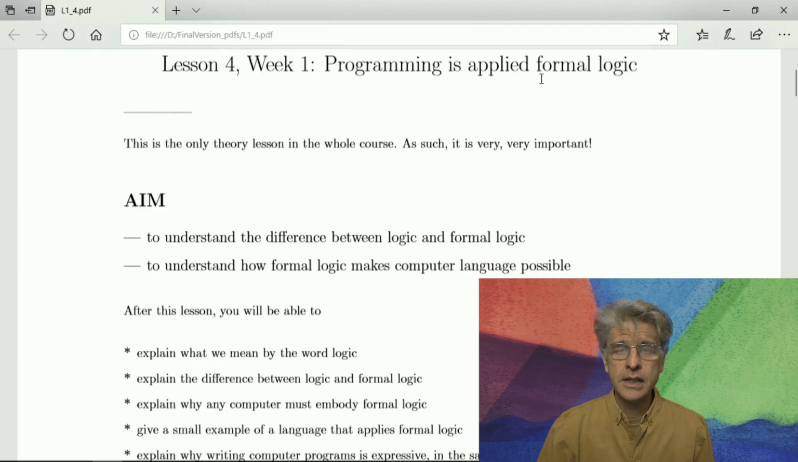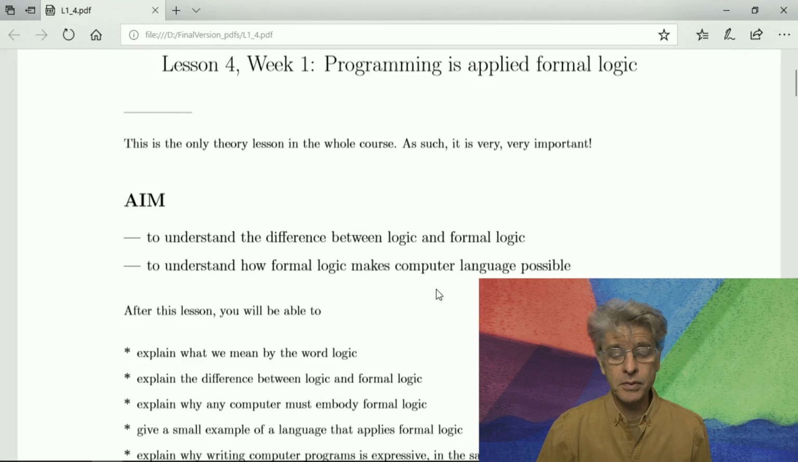So this is the only theory lesson in the whole course, and that actually means it's very, very important. You really have to try and understand why computers work the way they do and what the relation is between programming and formal logic. So what I'm trying to explain in this lesson is that programming is actually an application of formal logic. And I therefore have to explain what I mean by logic and what I mean by formal logic and what the difference is between the two, and try and give you an indication of how formal logic makes computer language and computer programming possible.